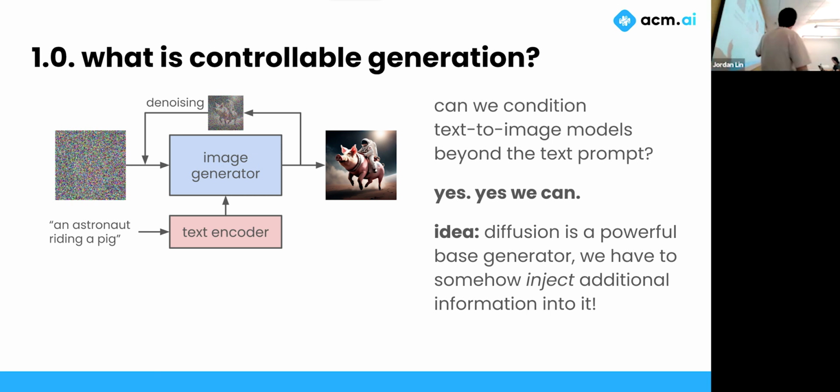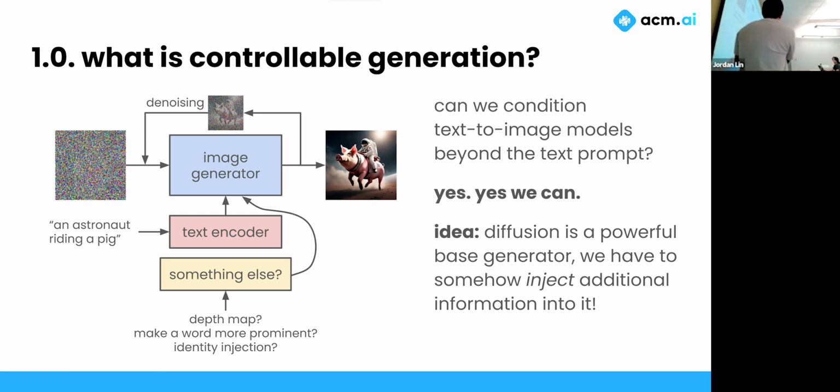The idea is that diffusion models are a powerful base generator, and we have to somehow inject additional information into it, like depth maps. Can we make a certain word more prominent?